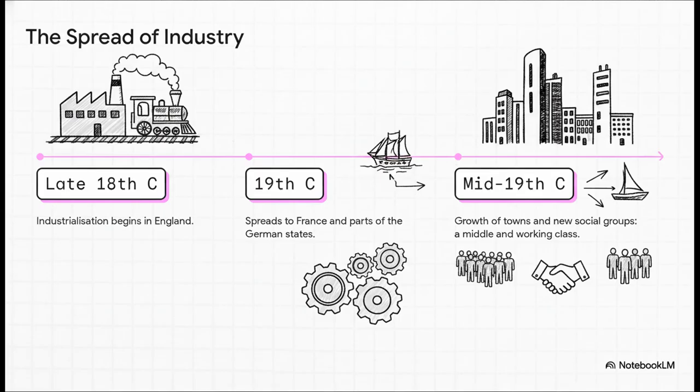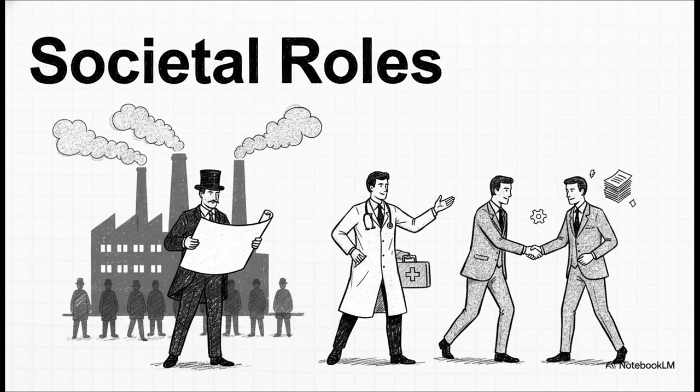Because of new factories and trade, towns and cities started growing very fast. And in these new towns, completely new social groups began to form, groups that did not belong to the old system of aristocrats and peasants. So, who are these new people? Well, first there was the working class, who worked in the factories.